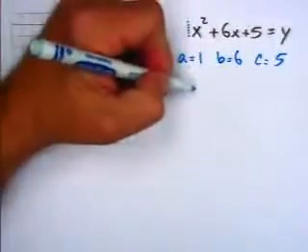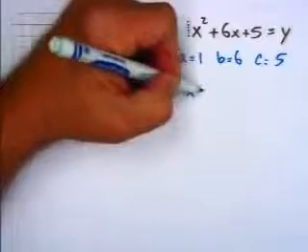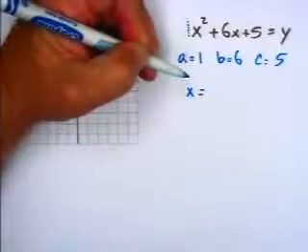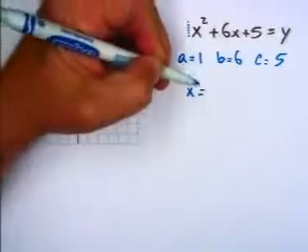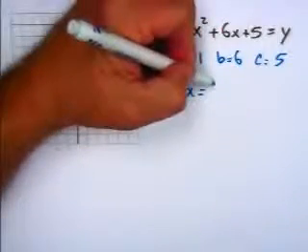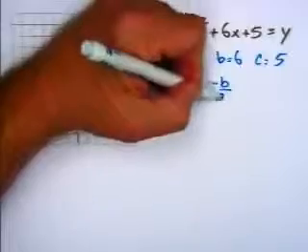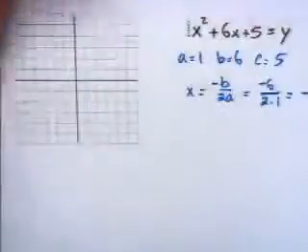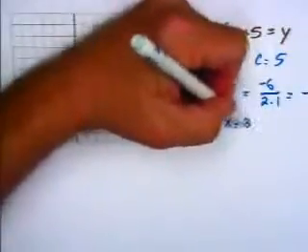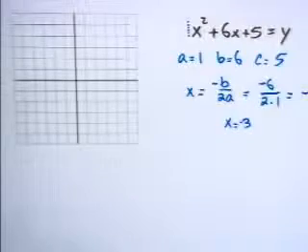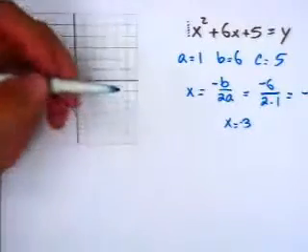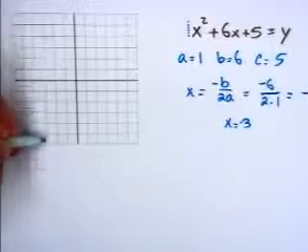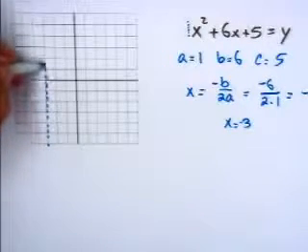Now we can use the front end of the quadratic formula to find the line of symmetry, which is the first half of the vertex. So x equals negative b over 2a. In this case, that's negative 6 over 2 times 1, which is negative 3. So x equals negative 3 is the line of symmetry, and it's half the vertex. So the line of symmetry would be over here somewhere.